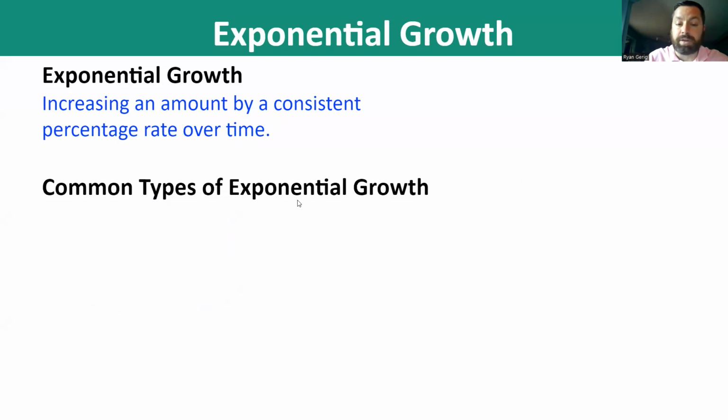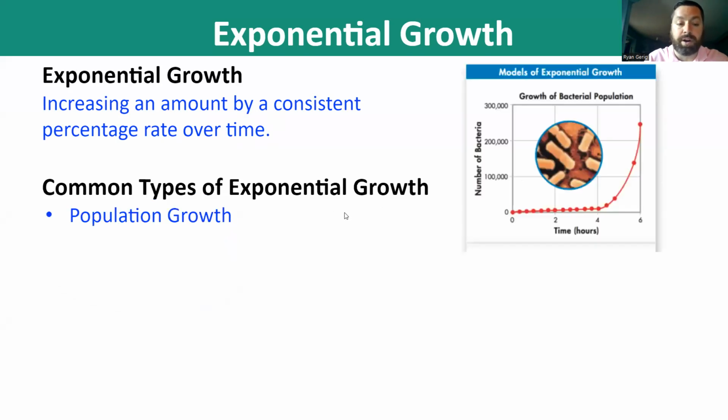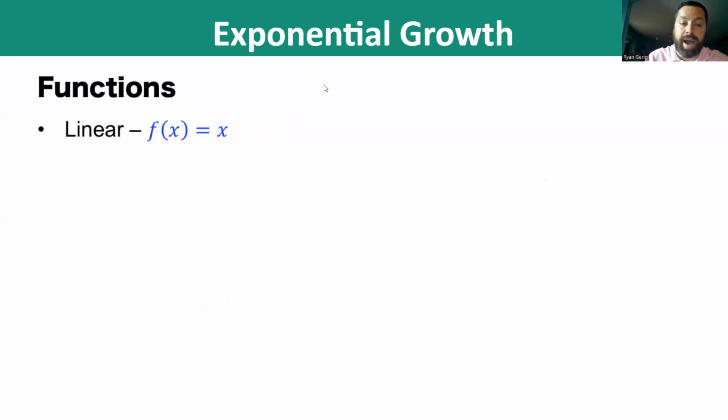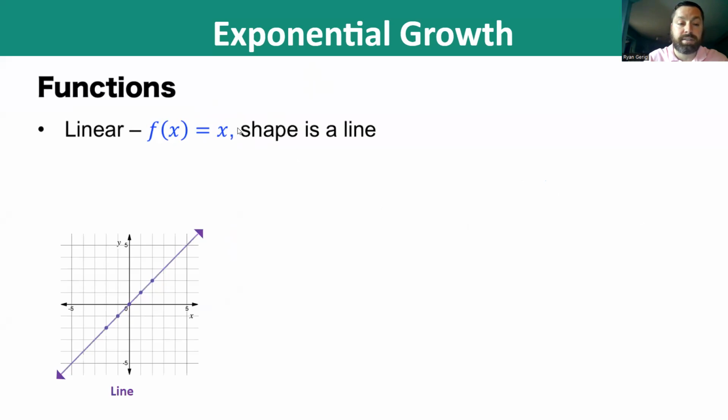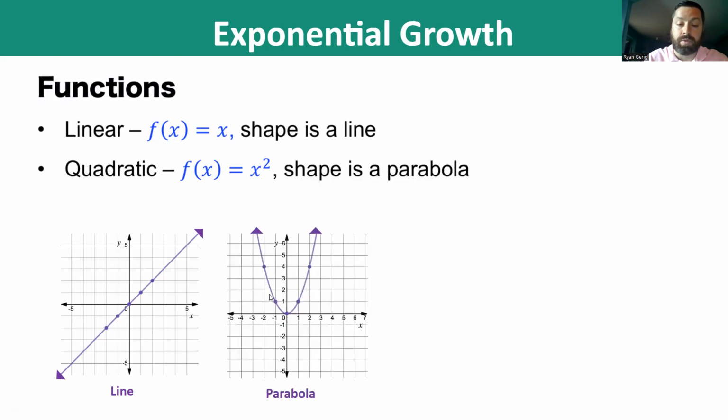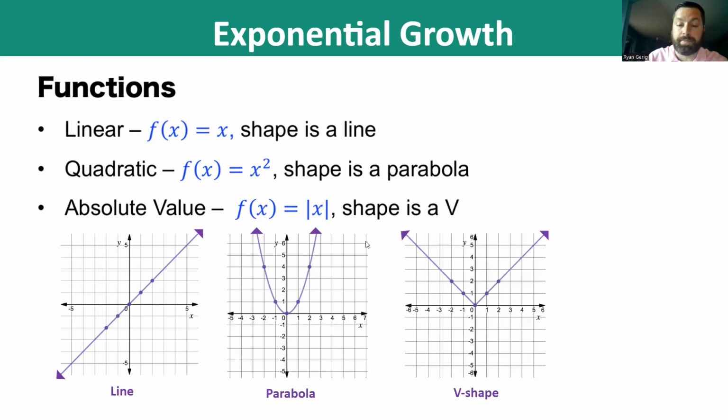Common places you'll see exponential growth are in population growth, compound interest, like what banks do with your money, and inflation. So let's take a look back at what we talked about in first semester. With linear functions, you have f of x or y equals x, and you had a line. We had quadratic functions, where they made a U or parabola. We also did absolute value graphs, where the graph made a V.